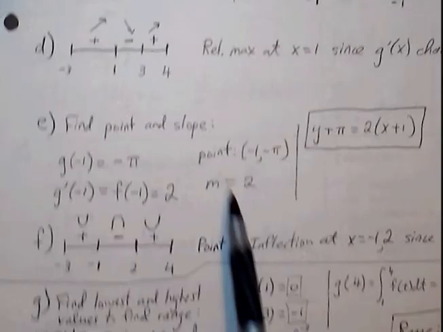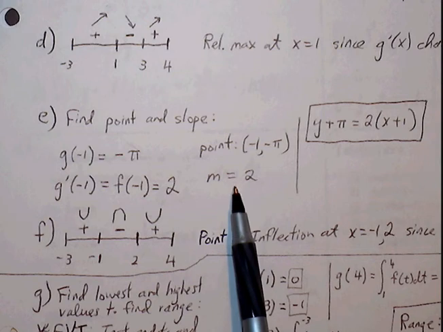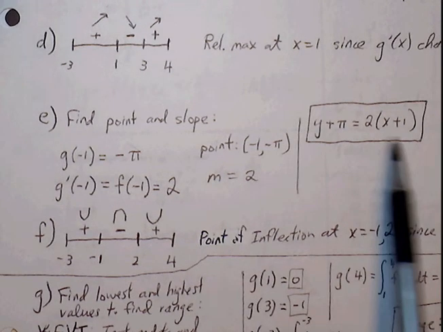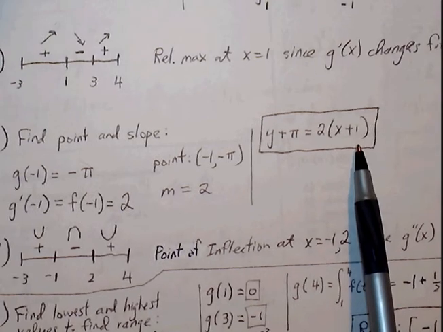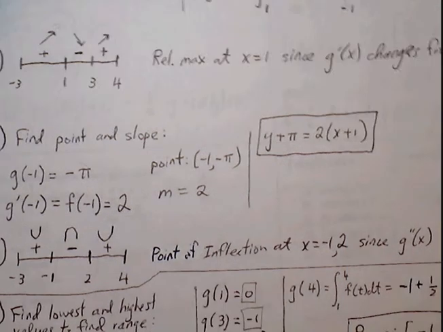So we have our ordered pair, -1, -pi. We have our slope, which is 2. And we just plug into point-slope form: y plus pi is equal to 2 times (x plus 1).